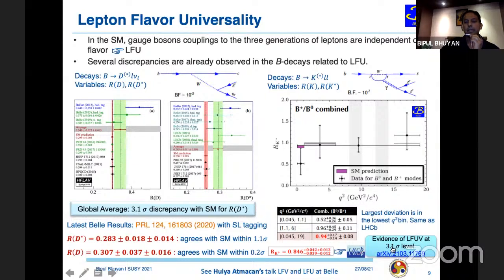Now, recently, I think we heard about that in the previous talk, LHCb has claimed lepton flavor universality violation at 3.1 sigma, which is reported in this particular arXiv paper, and they have measured this RK plus to be equal to 0.846. So again, this is something that requires more study, and of course, something that Belle II is going to look at more seriously at some point down the line.